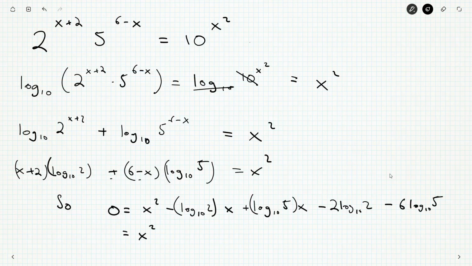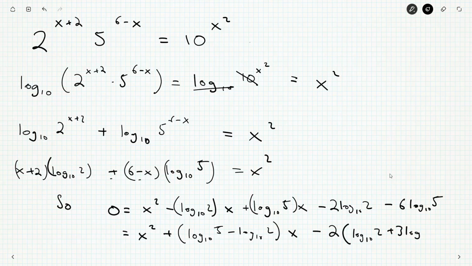And we can group things together. Plus log base 10 of 5 minus log base 10 of 2, all times x. There's nothing really to take out of here. I guess minus 2 log base 10 of 2 plus 3 log base 10 of 5. Now, remember what we said before, a log of a product can become a sum of logs. Well, I've got sums and differences of logs. I can recombine these, maybe make some nicer numbers.